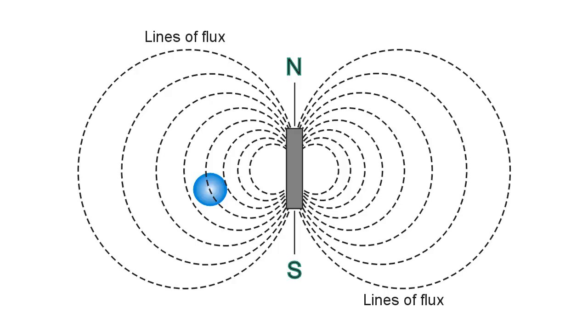So again, the correct choice for this question is choice D. It repels either pole of a permanent magnet. That is what a diamagnetic object will do.